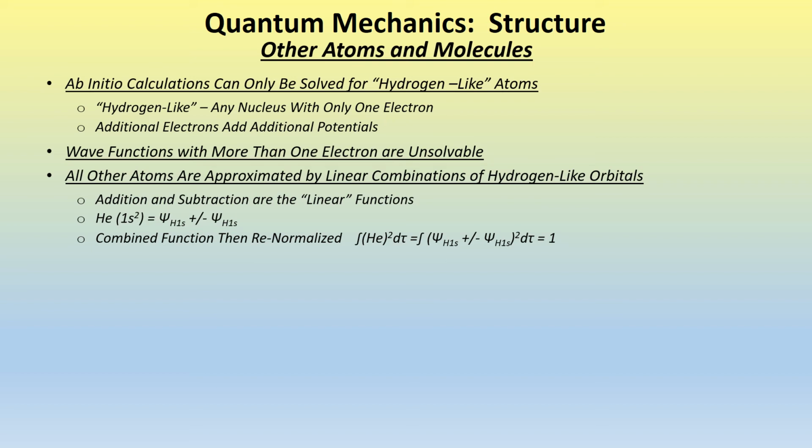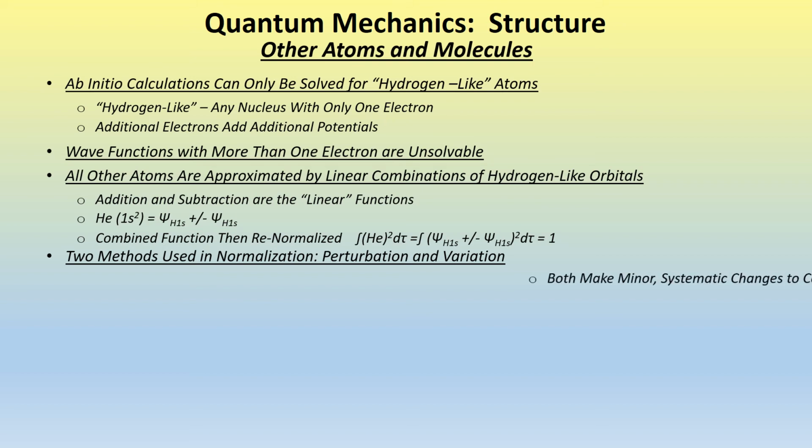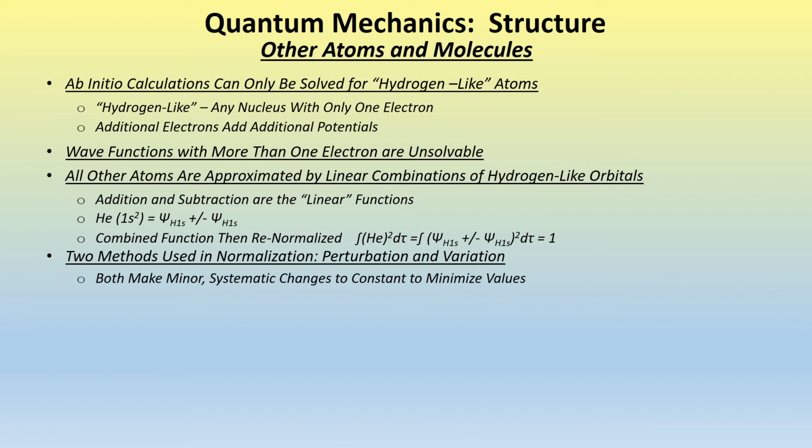Two methods are usually used in the normalization: perturbation and variation. Both make minor systematic changes to constants in order to minimize energy values. The calculated answer cannot be lower than the energy from experimental data, however, because you cannot make a better universe than the one that already exists.